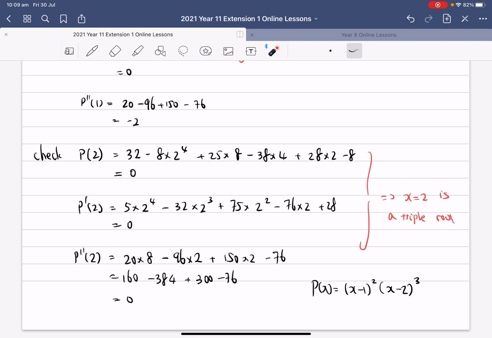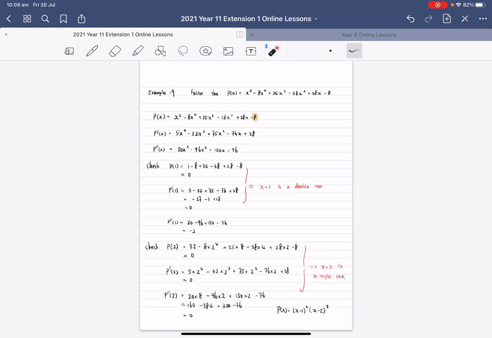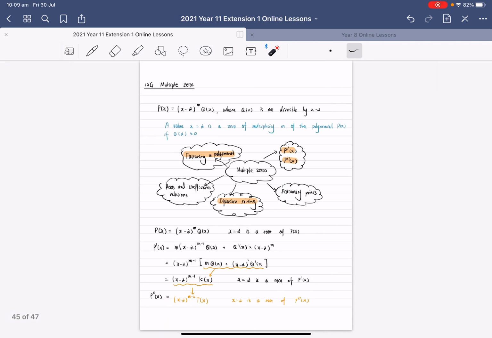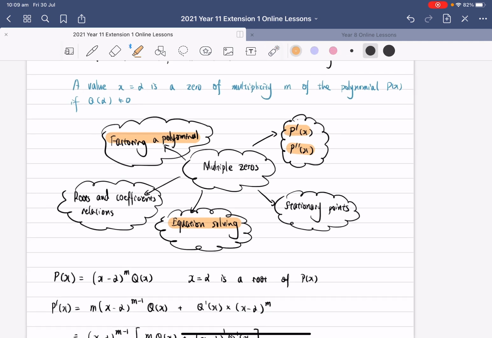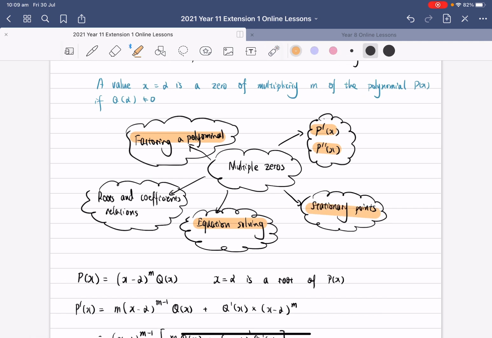So rather, just do maybe a long division that can help you to actually solve the question. Okay. That's the idea about using the multiple roots to solve the equation. Okay, the next one we're going to move on to is the stationary point. How the double roots actually help us to find the stationary point.